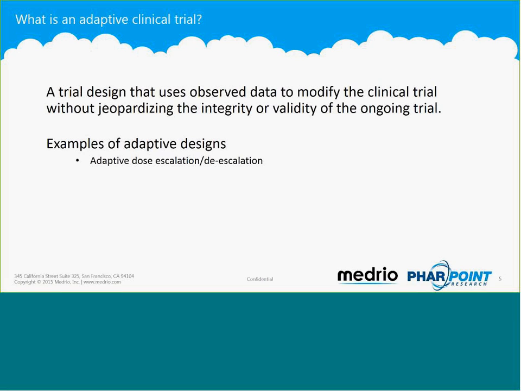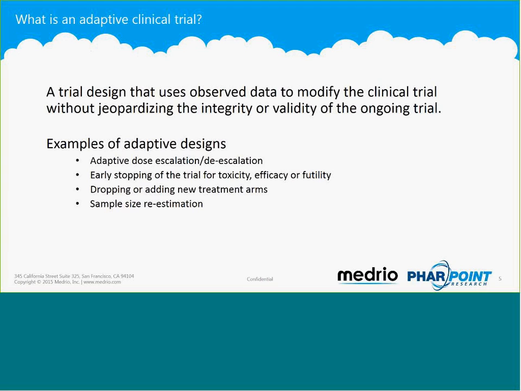Some of the adaptive designs are adaptive dose escalation or de-escalation, early stopping of the trial for toxicities or efficacy or futility issues, adding new treatment arms, size re-estimation, and lastly, evaluation-guided treatment allocation. This is the one that we actually want to talk about today, and that's what we want to present in our demonstration.